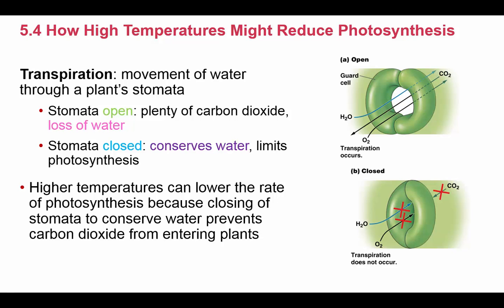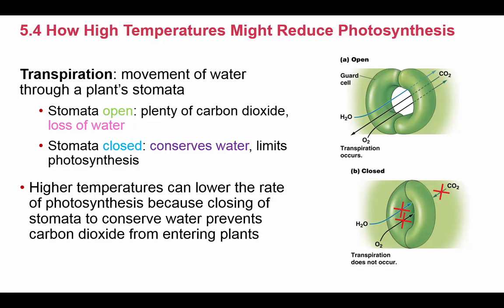Now, we have this concept called transpiration. Transpiration is the movement of water through the stomata, because we know that if the stomata are open, sure, you can exchange a lot of gases, but a plant also runs the risk of losing water. So if the stomata are closed, they can conserve water, keep from losing water, but the problem with this is it limits gas exchange, which means it limits photosynthesis.